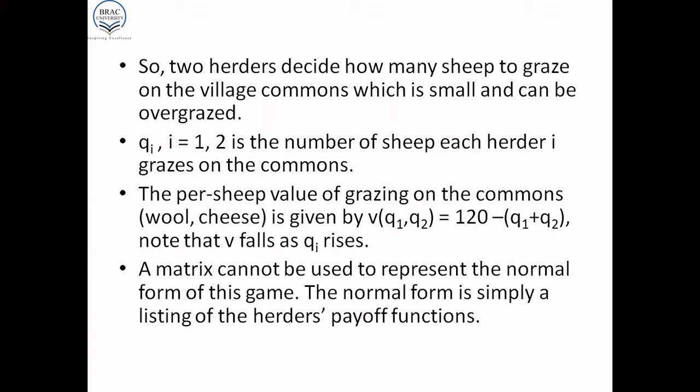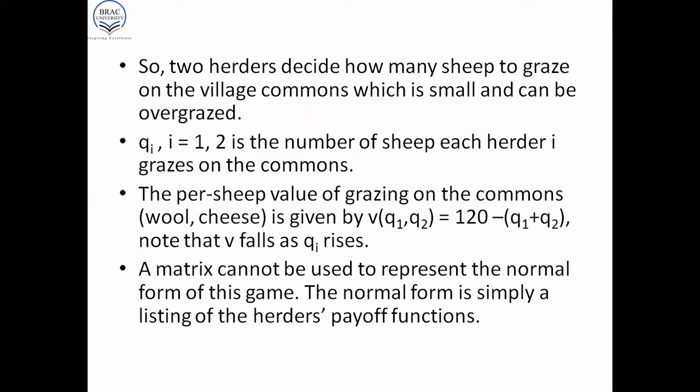So the two herders decide how many sheep to graze on the village commons, which is small and can be overgrazed. Now Qi, i equal to 1, 2, is the number of sheep each herder i grazes on the commons. And the per sheep value of grazing on the commons, so every sheep can generate wool or cheese or milk or even meat. So there's a value attached to every sheep. And that value is given by V, which is a function of Q1 and Q2. Q1 is the number of sheep which herder 1 brings to the field, and Q2 is the number of sheep which herder 2 brings to the field.